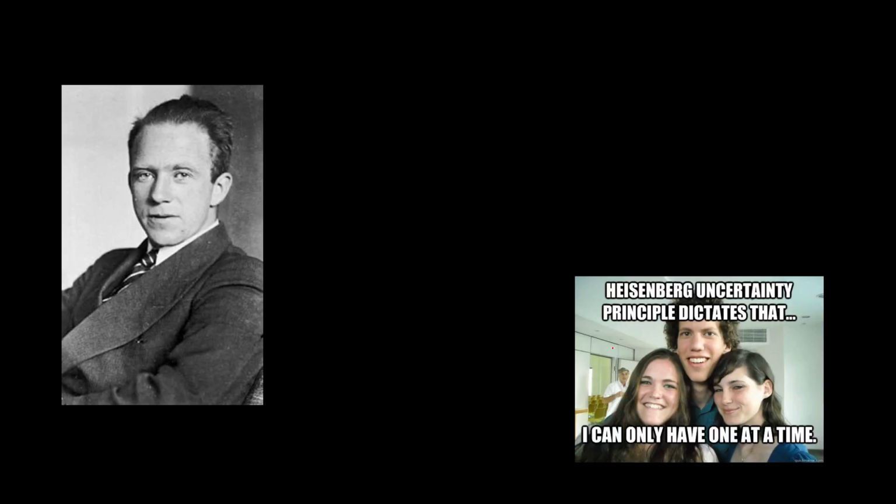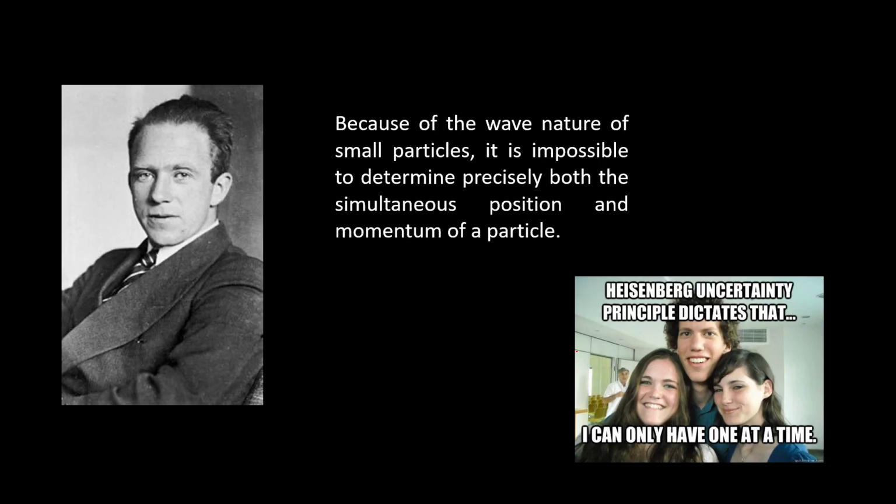One last scientist is Heisenberg. Heisenberg is famous for his uncertainty principle. He says, because of the wave nature of small particles, that is, electrons, neutrons, and protons, it's impossible to determine precisely both the simultaneous position and momentum of a particle. That is, if you know the momentum, you cannot know the position, and vice versa.